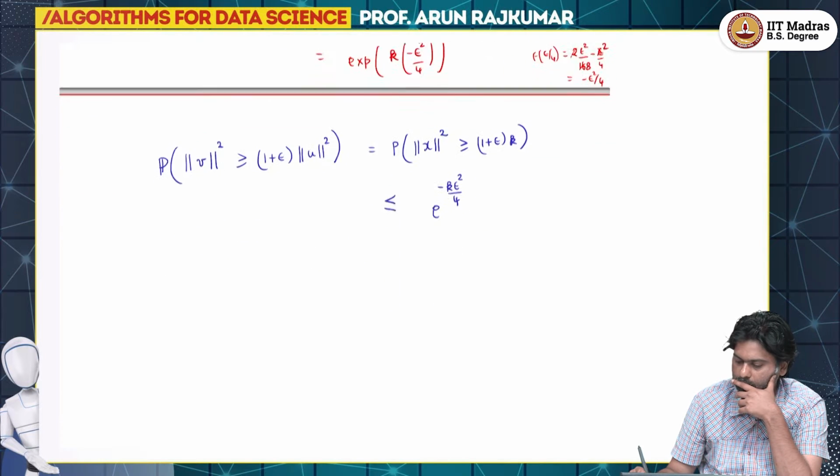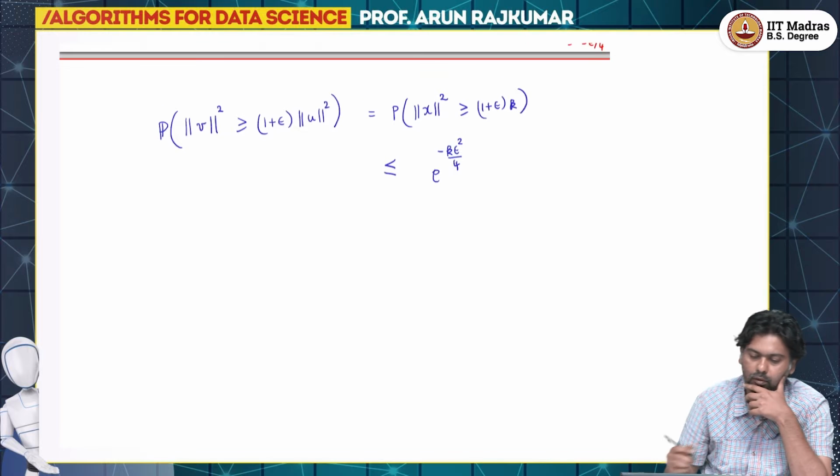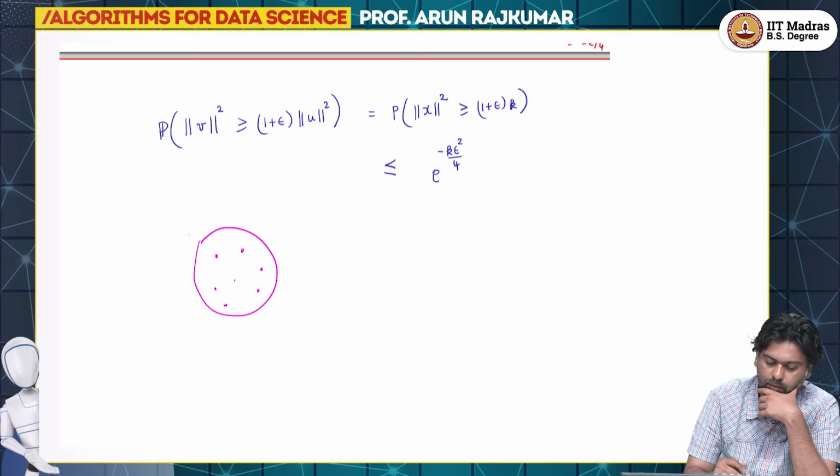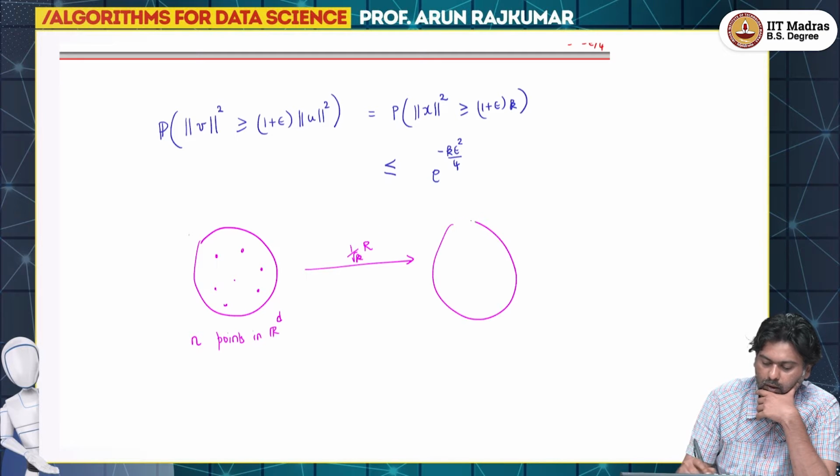Now, how is this going to help us, right? Again, if you go back and think about the statement of the lemma itself, I'm going to use a stronger color. If you remember, the lemma said, I had n points in R^d, and then I map it using 1 by square root k R. I get n points in R^k.